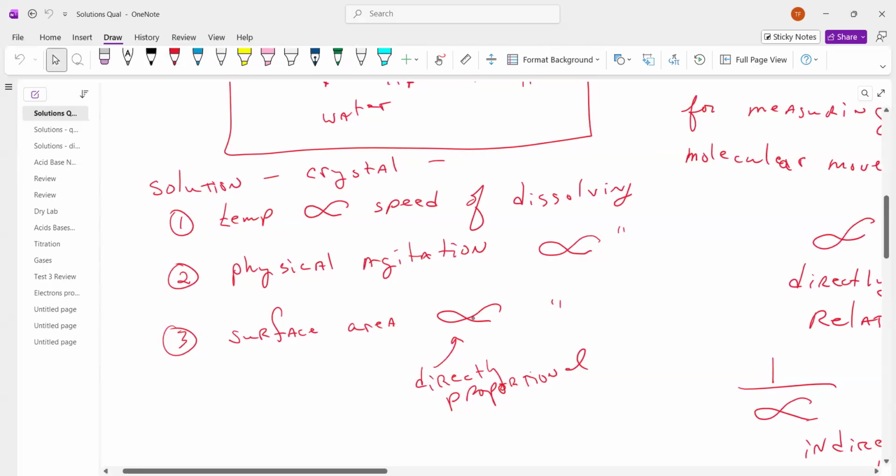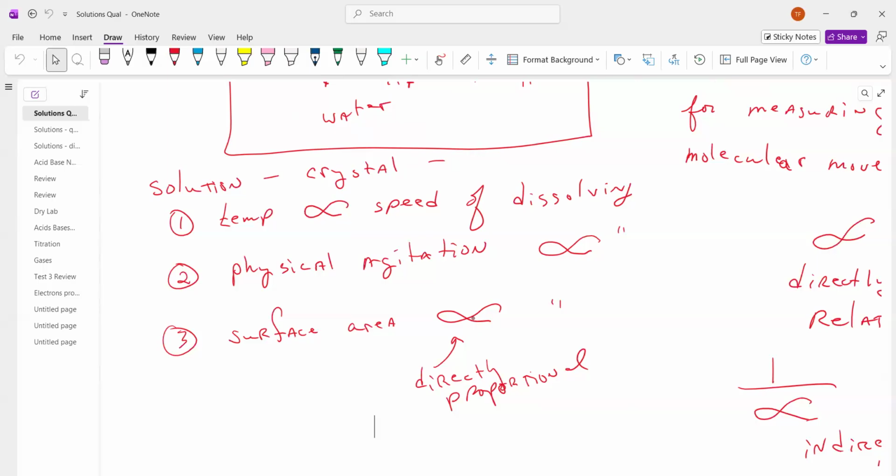Okay, so let's go back to your coffee again. If we just throw the sugar into the coffee and do nothing, will it dissolve? Yeah, eventually it'll dissolve. How can we make it dissolve faster? Stir it, right? Because by stirring it, you're increasing the rate of the molecules moving. So you increase the odds of that water hitting the surface of that crystal. So physical agitation is directly proportional to dissolving.